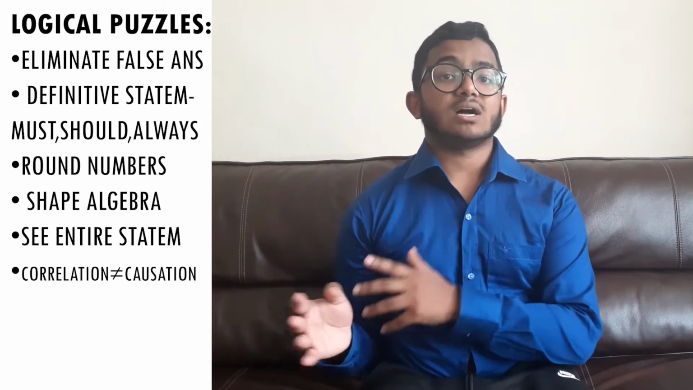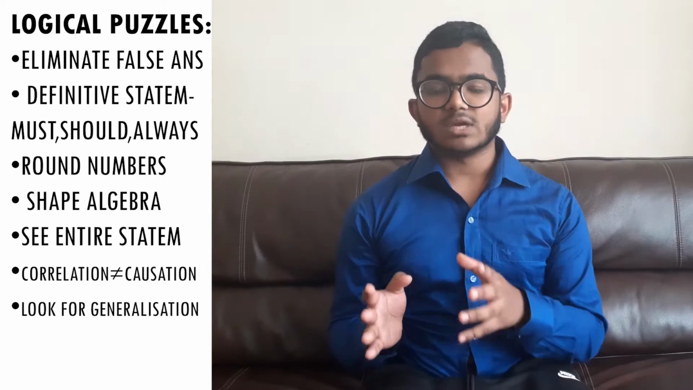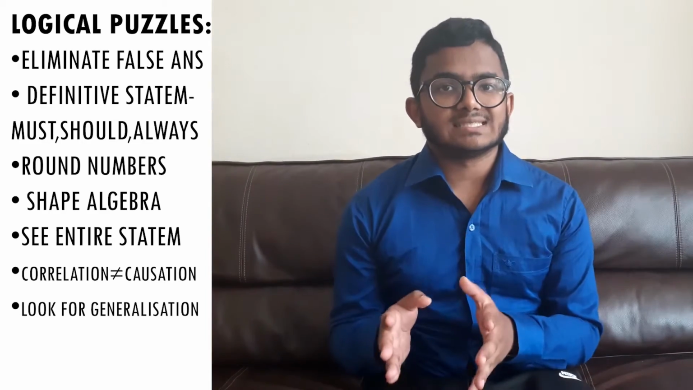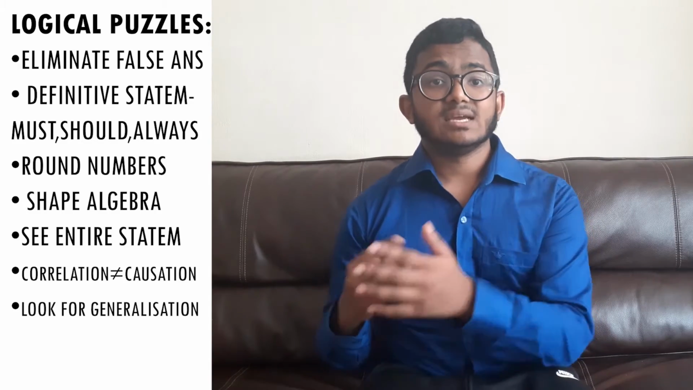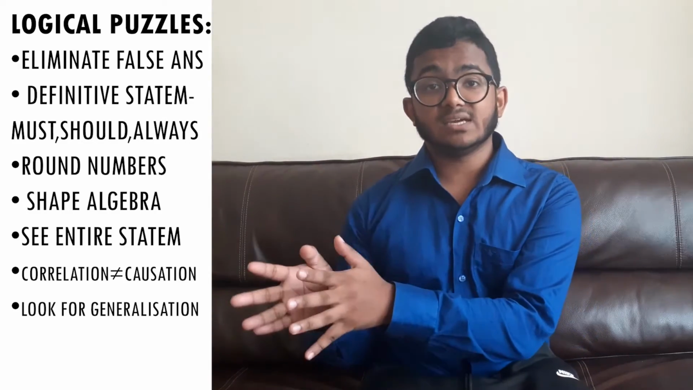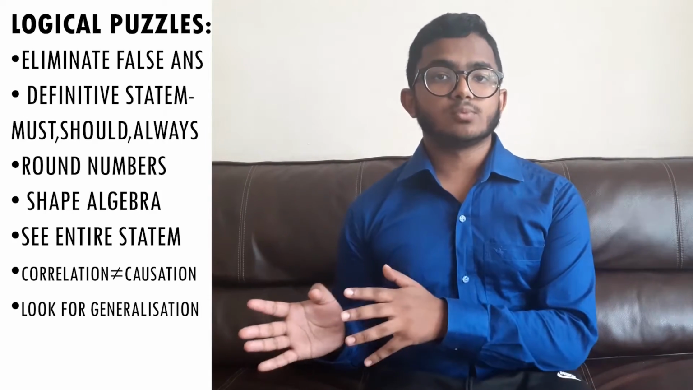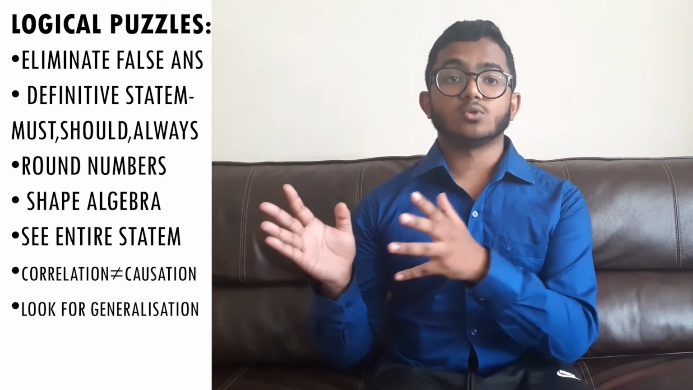Now the next tip is to look out for generalization. For example, if a graph shows you the sales of 2 different drinks in 2019, and the statement says that the first has been sold the least, that statement may be true for that specific year in 2019, but it may not apply to previous years. So in this example, notice how the statement has generalized with the word always.